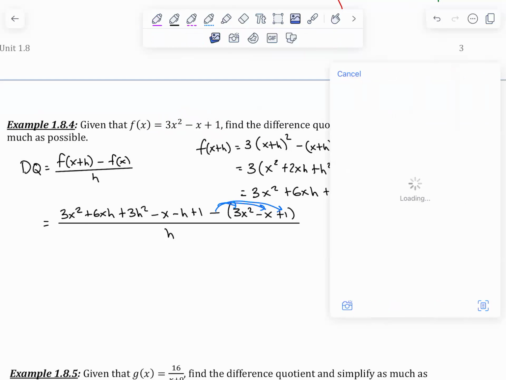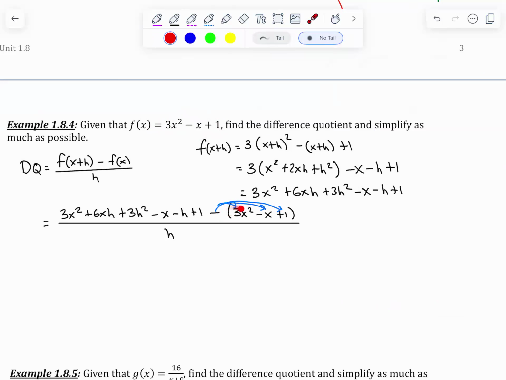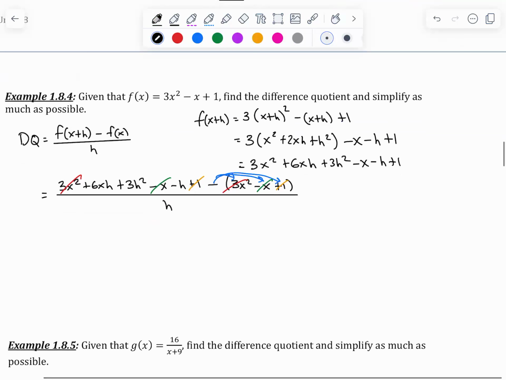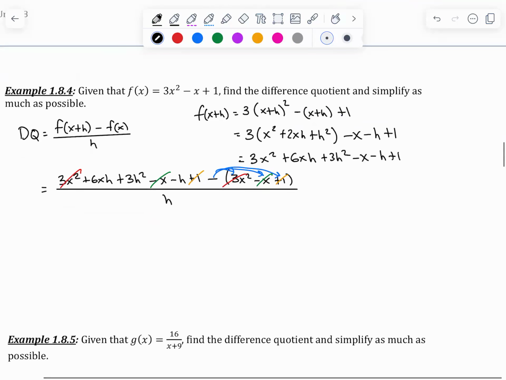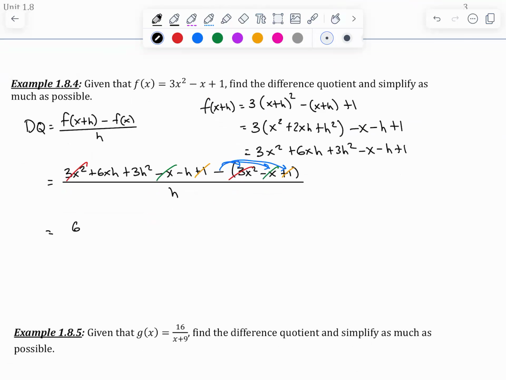And you've got to distribute this minus sign, and then I'm going to do some algebra on this same line. When I distribute the minus sign into the 3x squared, I get a minus 3x squared with a positive 3x squared. Those cancel. Then the minus x becomes a plus x. So negative x plus x, those also cancel. And then you've got plus 1 minus 1, so those also cancel, leading us to this, which is going to be 6xh plus 3h squared minus h, all divided by h. Let's make that nicer.